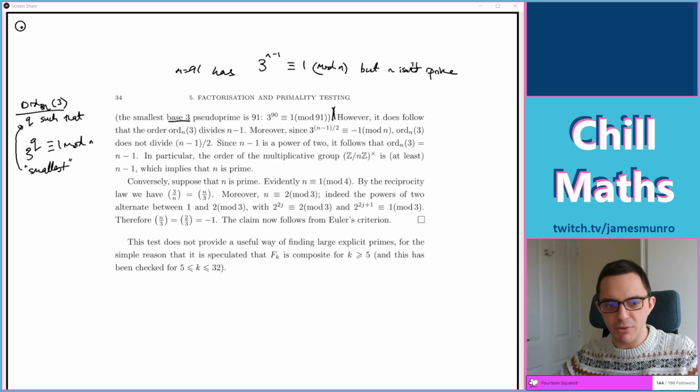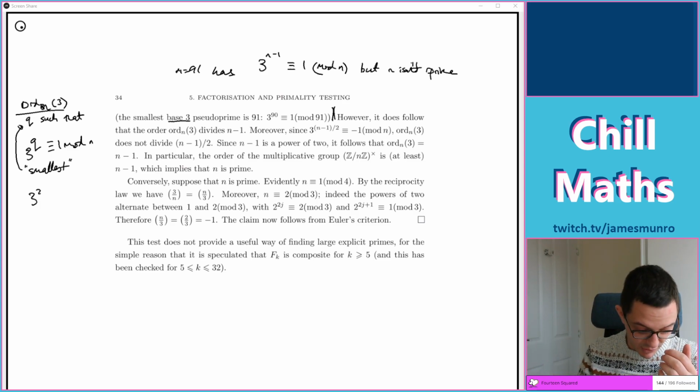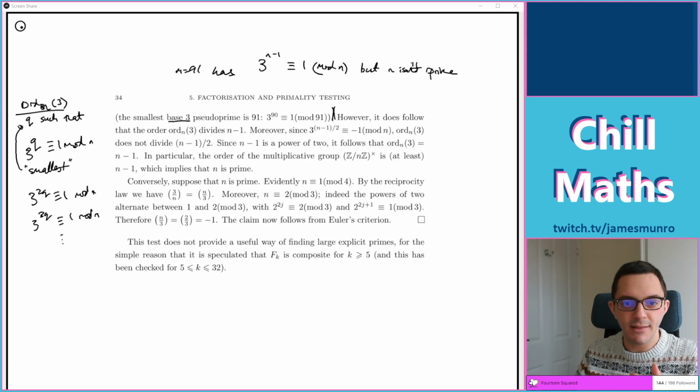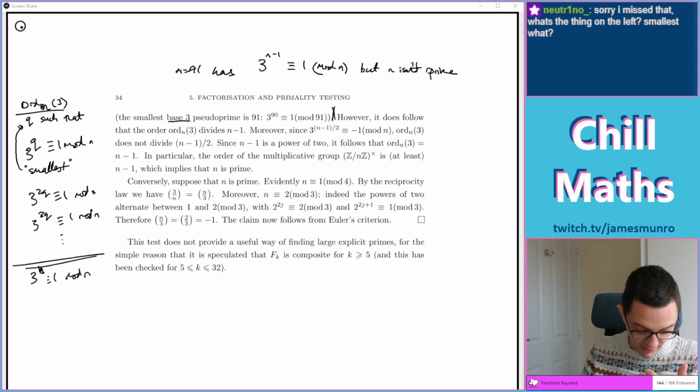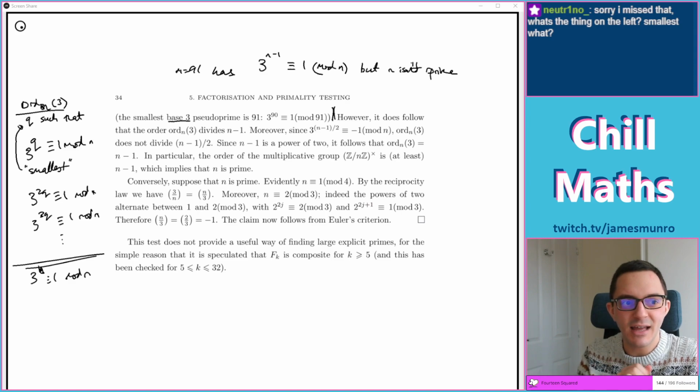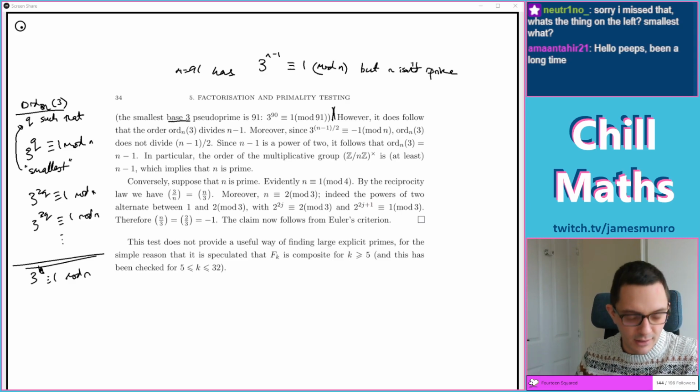So by squaring it or cubing it, you can show that multiples of q, 3 to the 2q will also be 1 mod n, 3 to the 3q will also be 1 mod n, and so on. So multiples of q. And then if you see some 3 to the k equal to 1 mod n, then there are two possibilities. Either k is a multiple of q, or we kind of missed a bit. And I think if we missed a bit, then you can take the remainder.